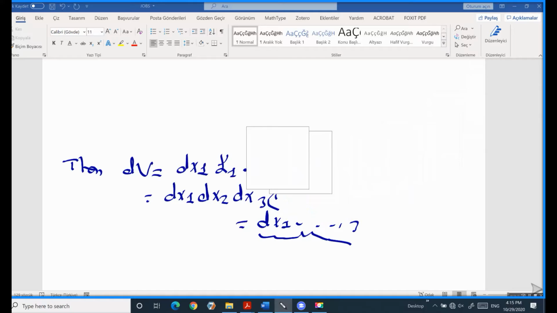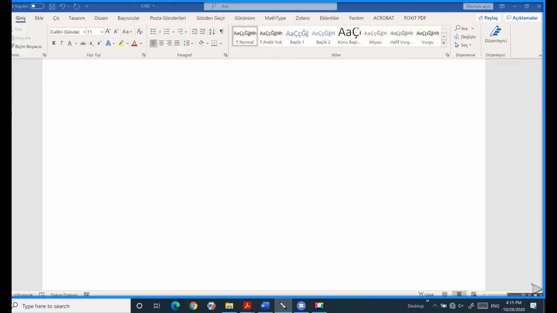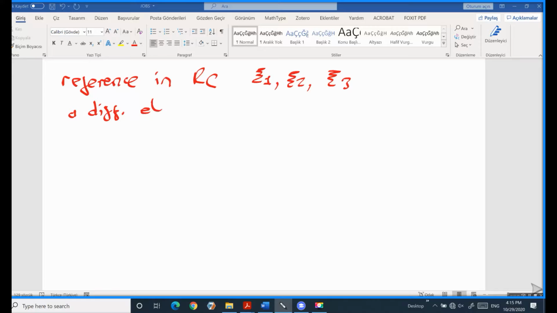Moving to another part. Let's say now I define a reference in rectangular coordinates. I define my reference point by these three elements and a differential element of this, then this reference point is going to give like this.